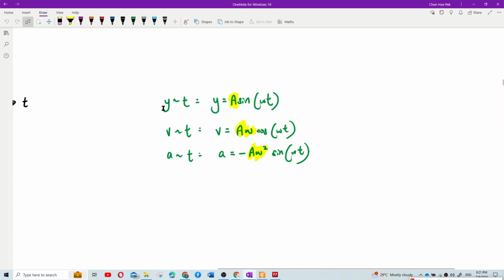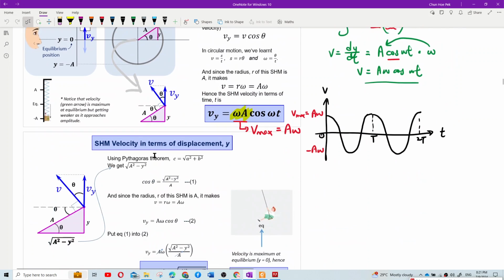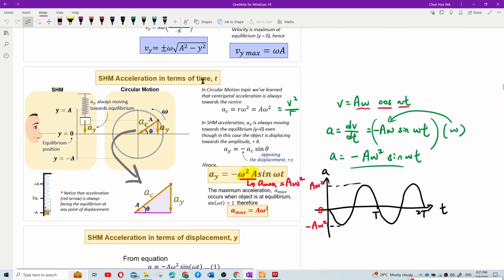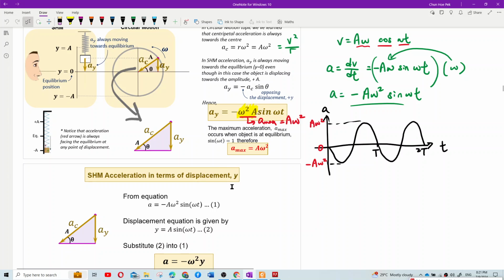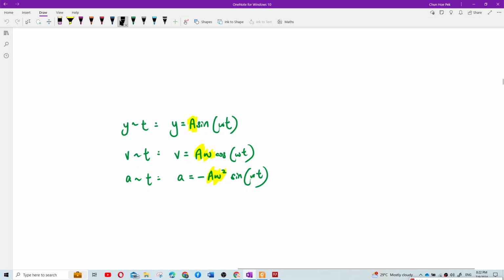Now I already have the equations for displacement versus time, velocity versus time, and acceleration versus time. Now I need two more equations: velocity versus displacement, and acceleration versus displacement. Just now was velocity versus time. How about velocity versus displacement? See, the variables are different. What is the formula for acceleration versus displacement?